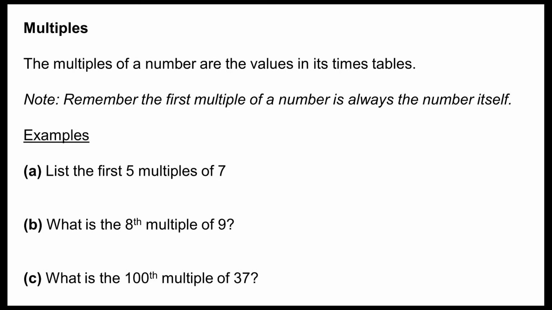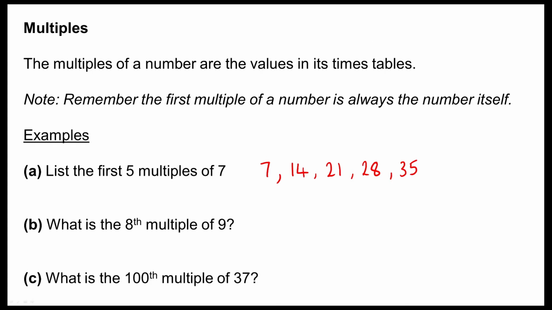So let's start off with multiples. The multiples of a number are simply the values that are in its times table. It's really important that you remember the first multiple of a number is always the number itself. So for example, if I'm asked to list the first 5 multiples of 7, I start off with 7 and then I list the 7 times table, which is 14, 21, 28 and 35. They are the first 5 multiples of 7. Notice how the first one is 7 itself.